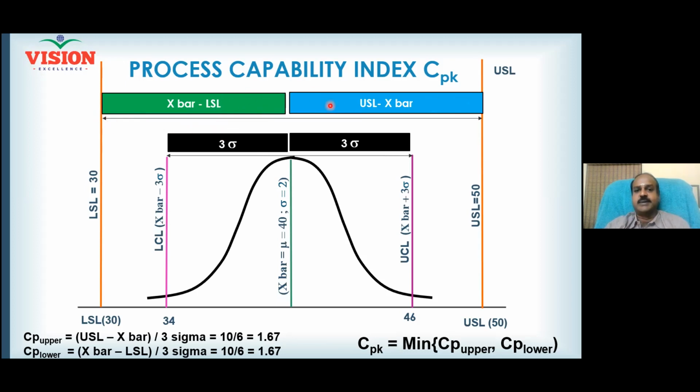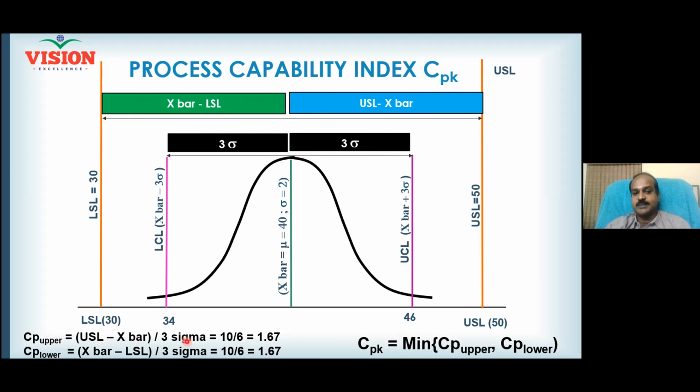Now the specification width is divided into 2 halves. What is the length of the blue bar? Can I say USL minus X bar? Yes. Similarly, the green bar length is X bar minus LSL. Similarly, your process width you also divide into 2 parts. Total length is 6 sigma. When I divide into 2 parts, 3 sigma on the right side, 3 sigma on the left side. Clear? Yes, sir.